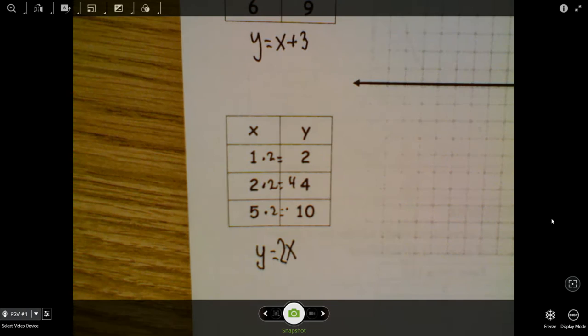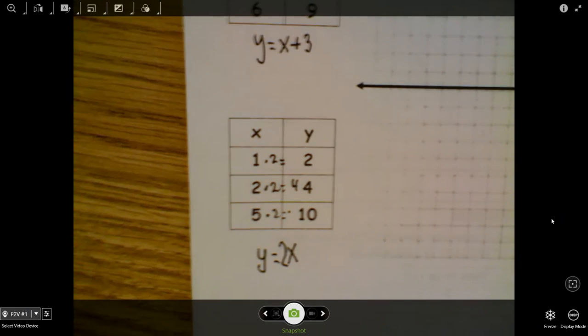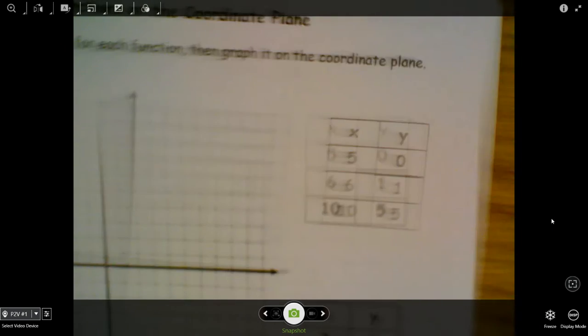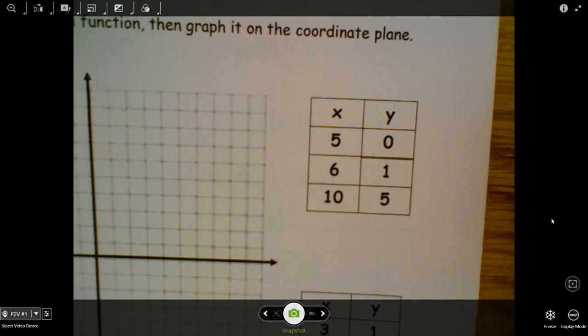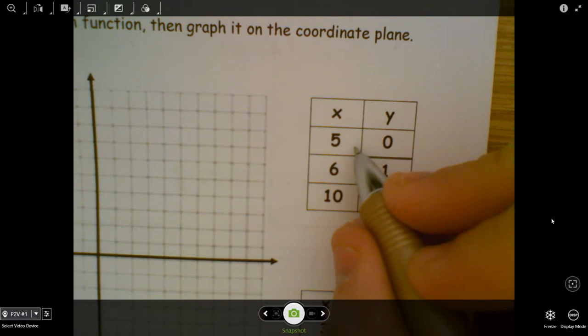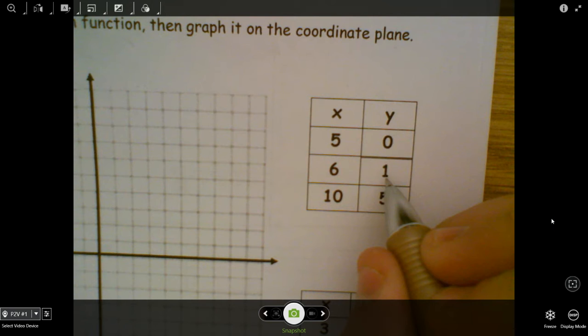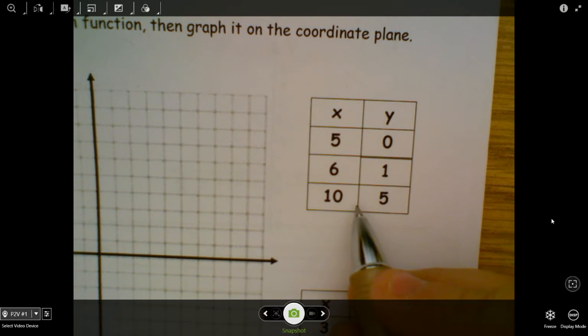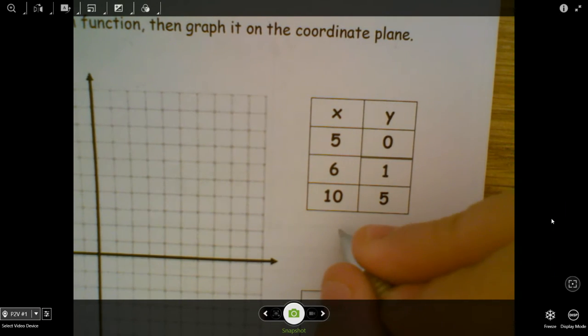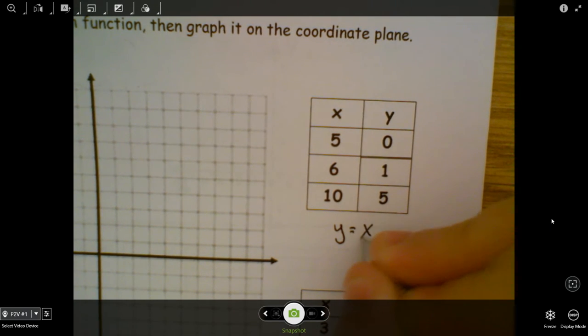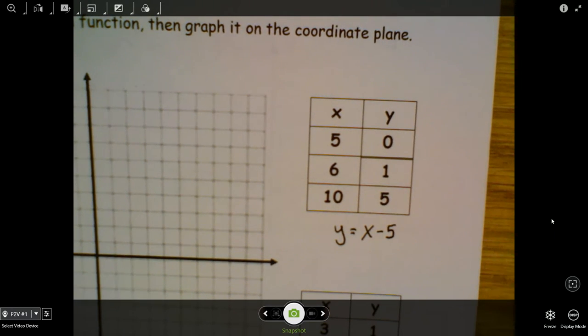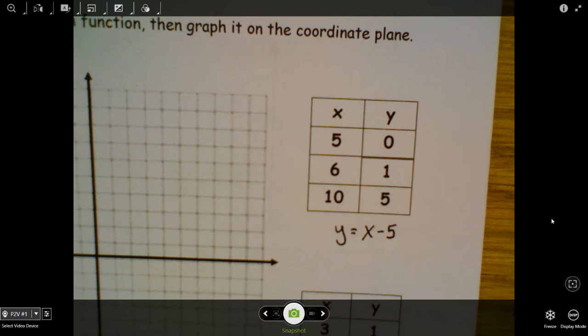I almost forgot to squeeze it in there. I know I'm going quick, so pause as needed for this part. These two are getting smaller. 5 minus 5 is 0. 6 minus 5 is 1. 10 minus 5 is 5. So our rule is minus 5, which we write as y equals x minus 5. We can say the rule is minus 5, but this is how we write it out.